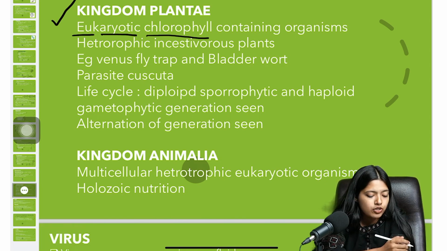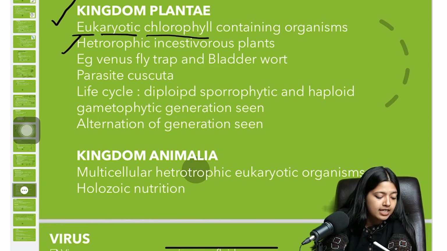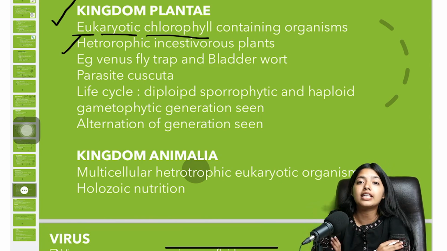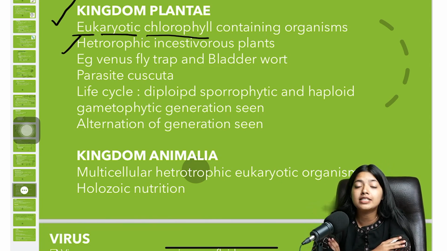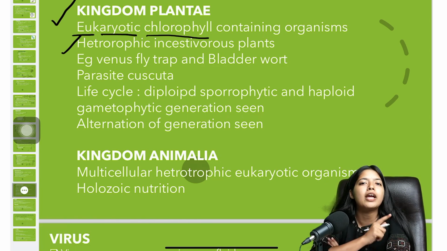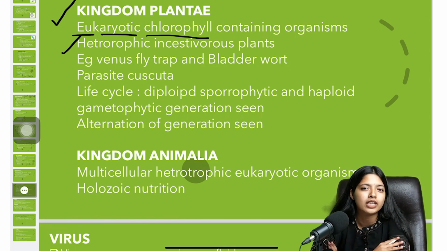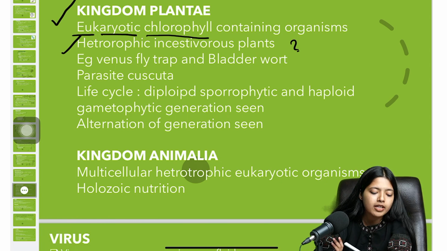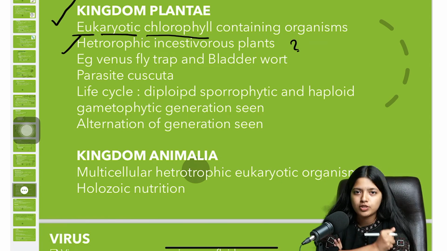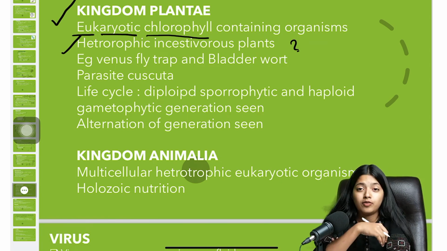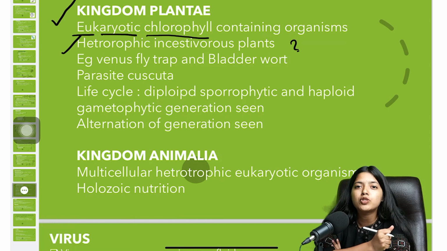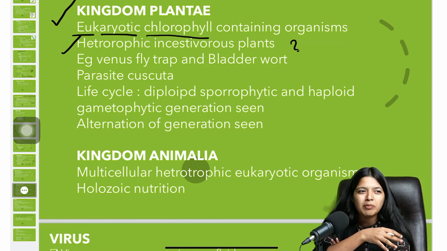Heterotrophic insectivorous plants are also seen. Being chlorophyll-containing, they are photosynthetic, meaning they are autotrophs. But some heterotrophic organisms are also seen. Heterotrophic means dependent on other organisms. They can do photosynthesis, so why are they heterotrophic? That's a question. There are some heterotrophic members that capture insects. For example, insectivorous plants capture insects and absorb food and nutrients from them.